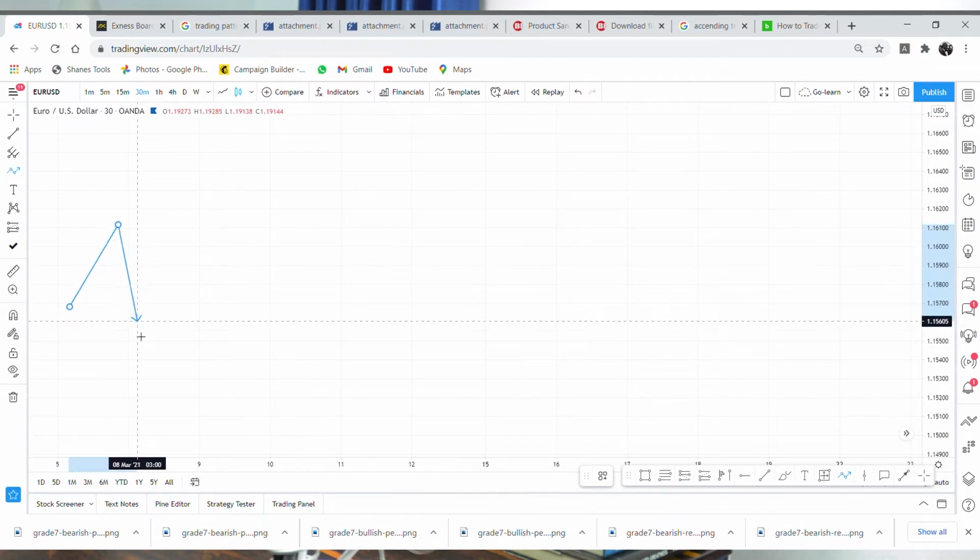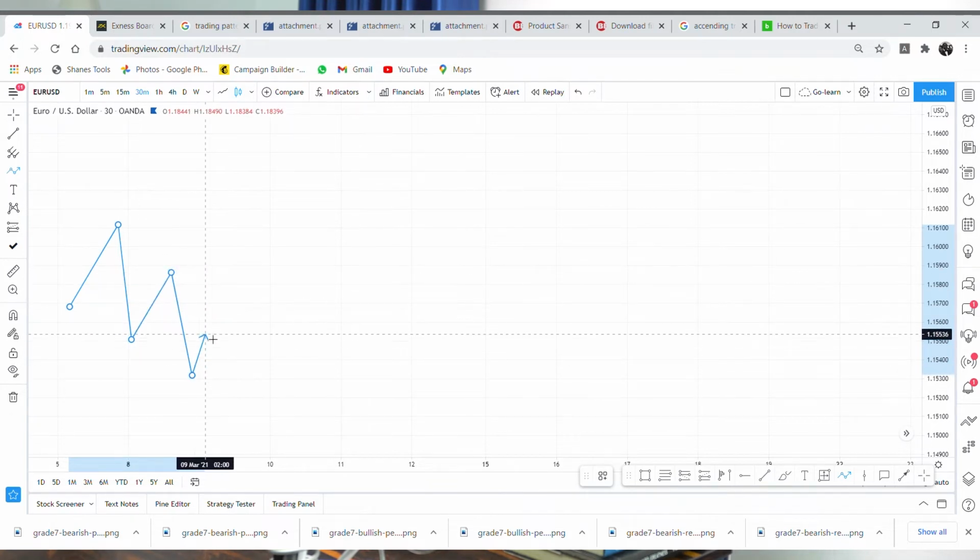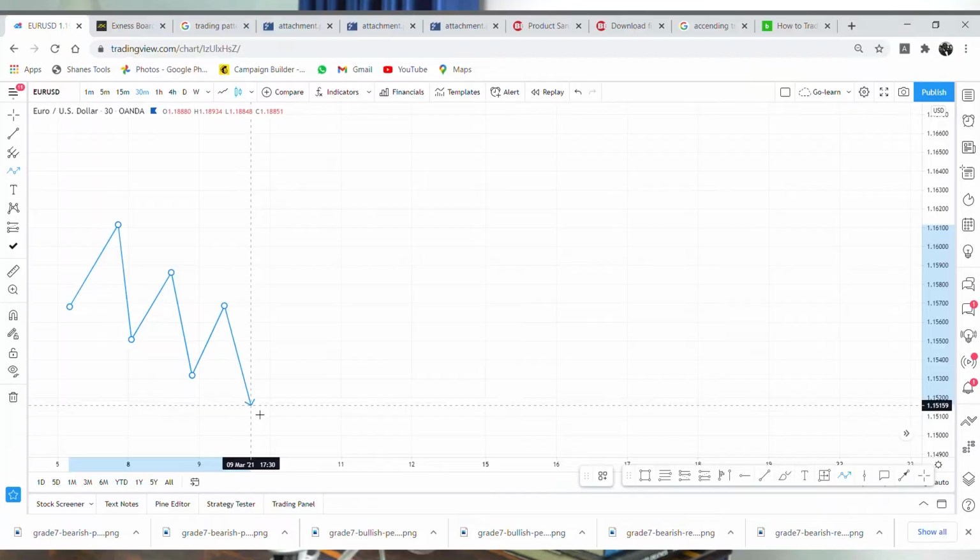Now, what about a shift in market structure? There's a difference. Listen very carefully now. A shift in market structure will happen like this. Now remember, hold on. This is BMS.